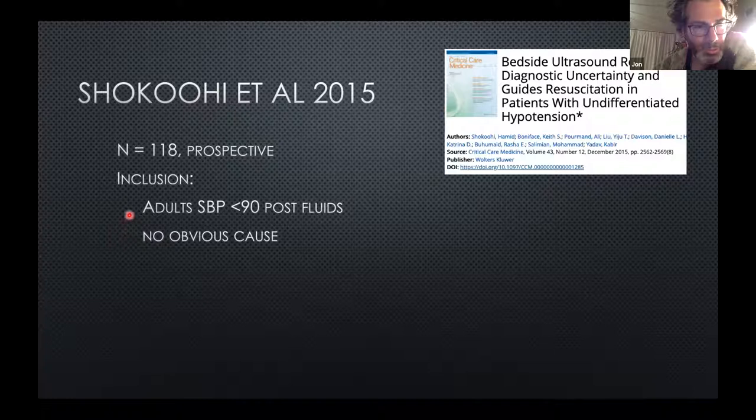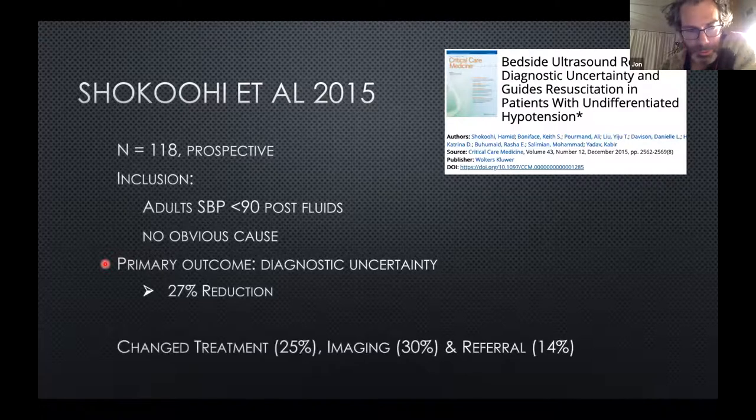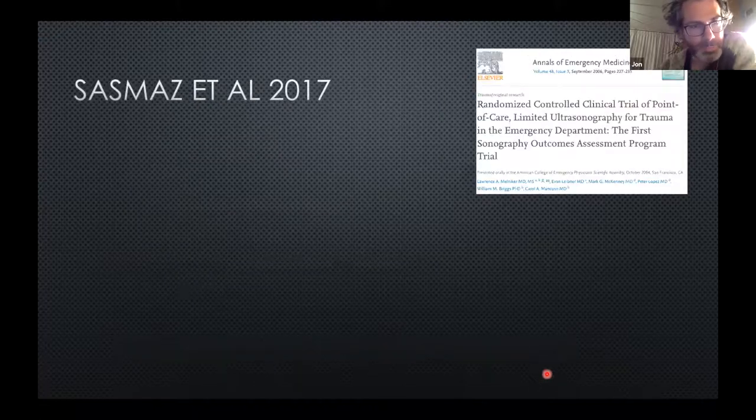It was defined as a systolic blood pressure of less than 90 after fluids. The primary outcome was, did ultrasound help reduce the diagnostic uncertainty? He found, yes, it did. There was a significant reduction and it also led to a change in treatment. It changed imaging and referral, so it led to a change in management. This was one of the early papers, just to give you a flavor of how we've got to where we are.